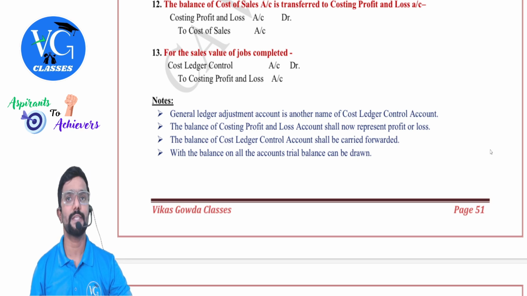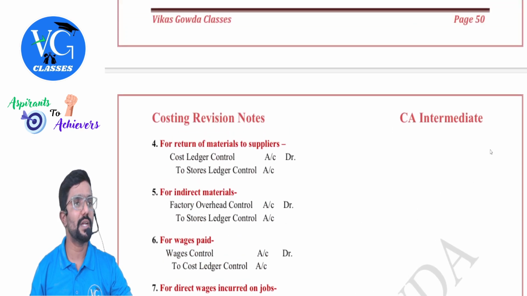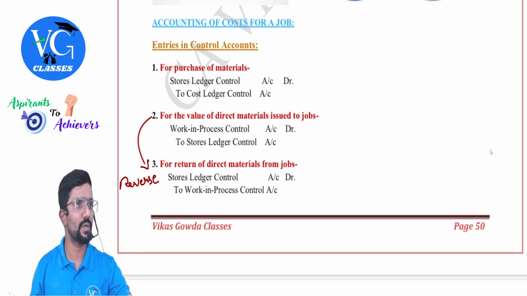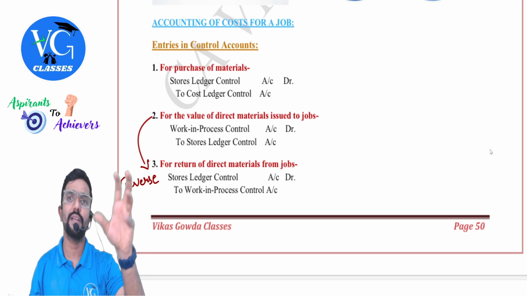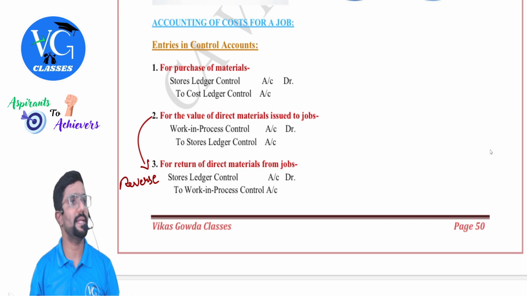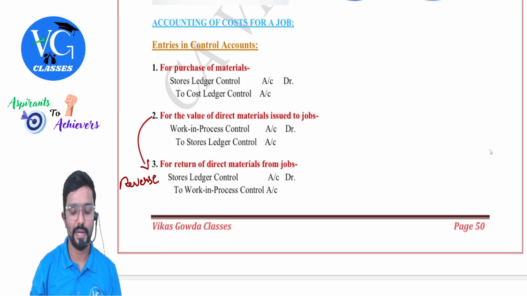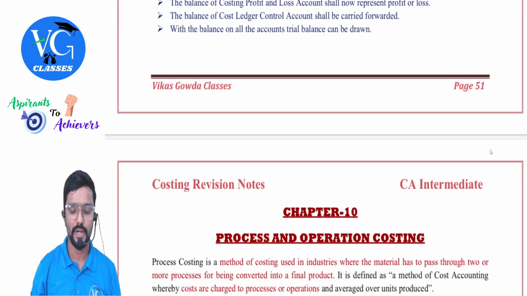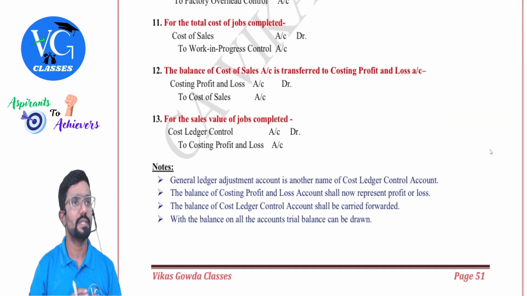Sometimes they may ask you to prepare the ledger accounts. There are two kinds of questions. One, they can ask only for ledger accounts, or else they will ask you to prepare ledger accounts along with trial balance. Along with trial balance. That's all. That is all about this chapter. Very simple and small, sharp.